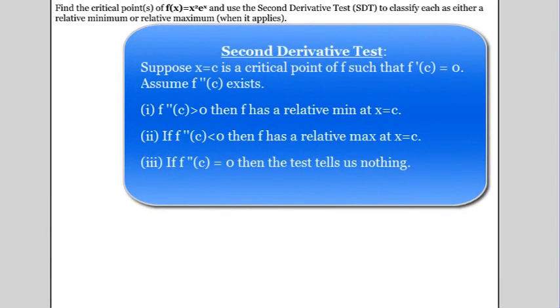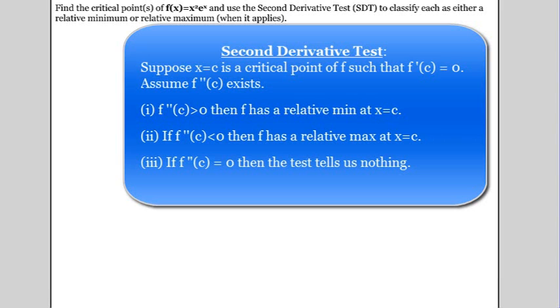So let's recall the second derivative test. Suppose x equals c is a critical point of f such that f prime of c equals 0. Assume that f double prime of c, the second derivative evaluated at c, exists. If f double prime of c is positive, then f has a relative min at x equals c. If f double prime of c is negative, then f has a relative max at x equals c. If f double prime of c equals 0, then the test gives us no information.